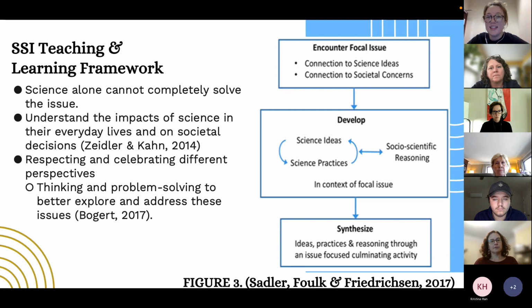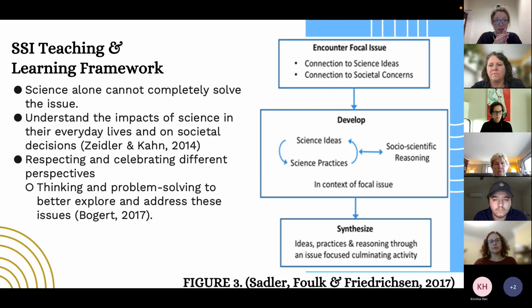And this diagram right here shows the current learning framework for SSI. You start with a focal issue, whether students interact with it in media or in a book they read or an article. So that's where you start. And then you develop it based off of the science ideas and practices. And then you start to tie in that social aspect of it. And then you end with a synthesizing, accumulating activity that ties them both together.